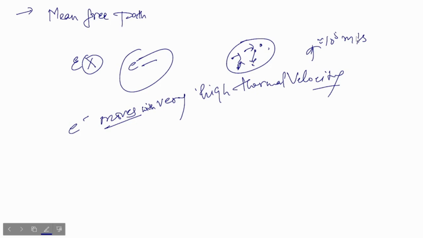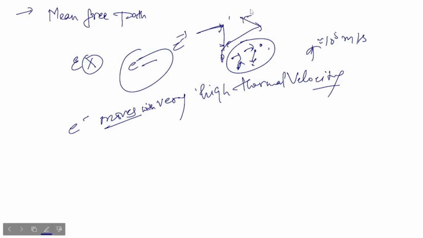During this motion, the free electrons collide with these ions again and again. After each collision, their direction of motion obviously will change. These are the ions, and this electron comes and collides with it, then its direction will change. Again it will collide, and its direction will change again. So this is basically a random movement.